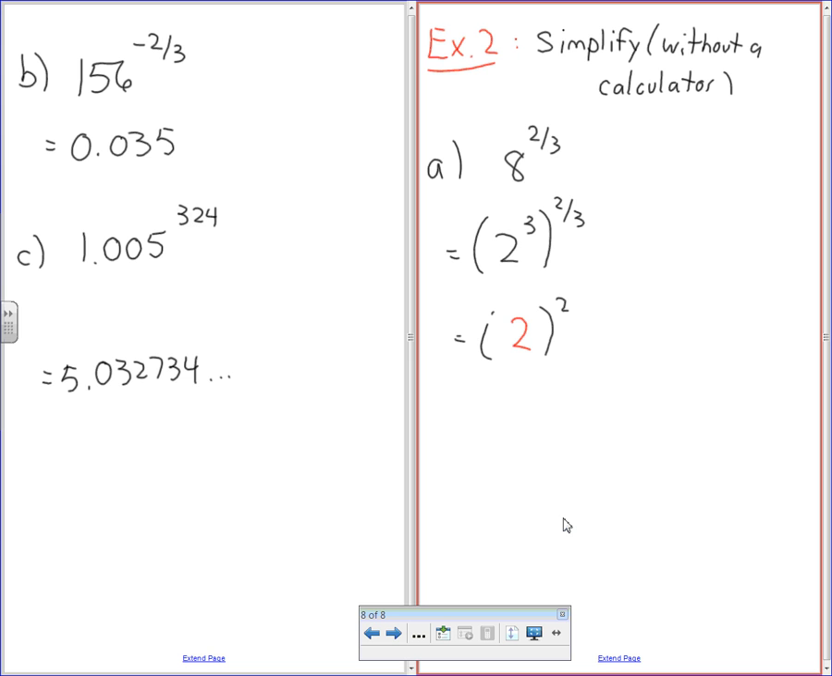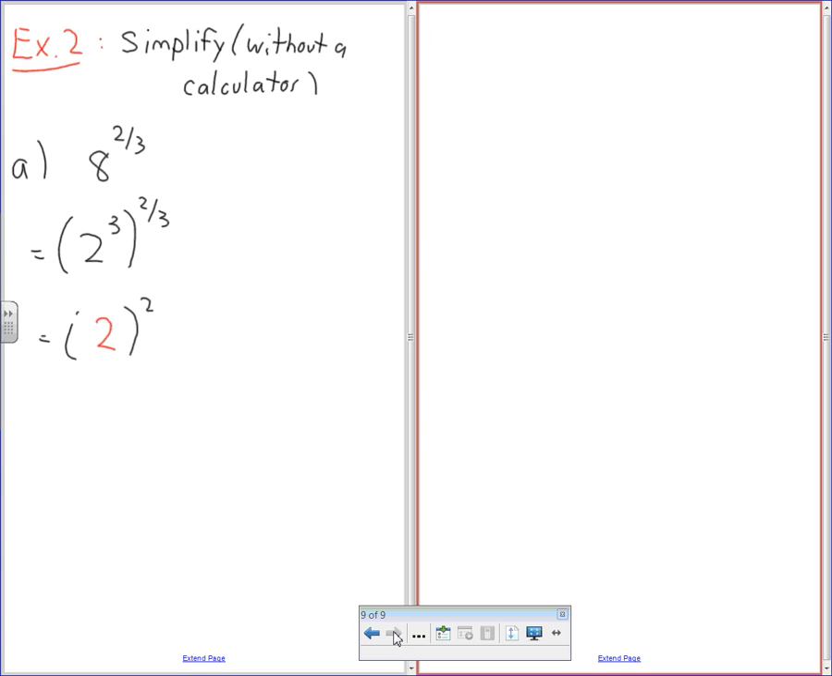All right, B says, let's do, oh, I don't know, 125 to the 4/3. Okay. Can someone please be brave and tell me what the inside bracket should be? What should the exponent be inside the brackets? 5 cubed, very good.